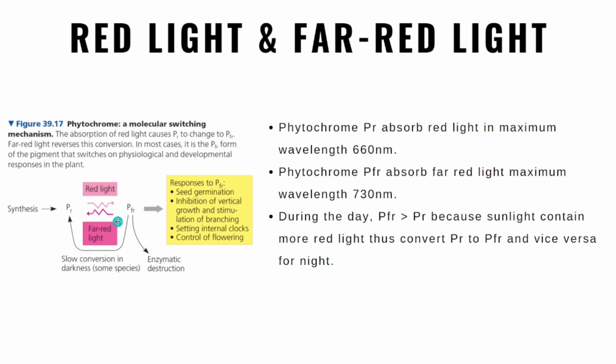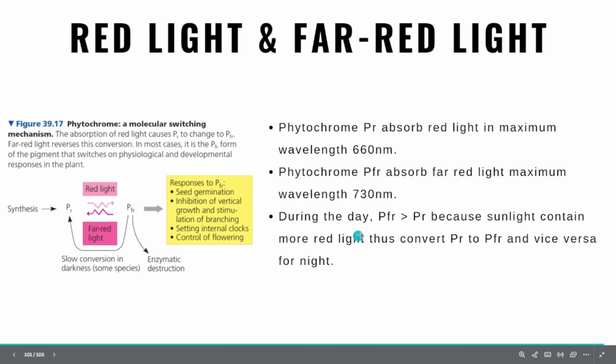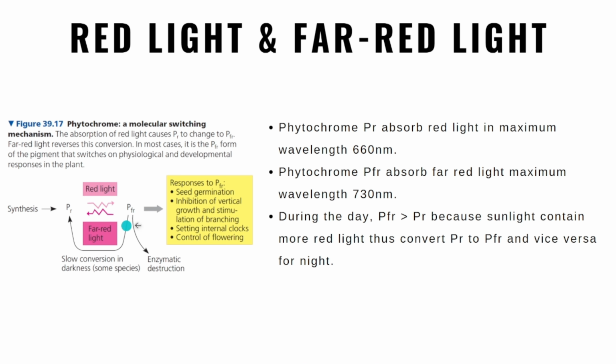Okay, meaning that on a sunny day, the plants have phytochrome pigment Pr. This Pr will absorb the red light, and itself will convert to Pfr. So in simple terms, during a sunny day, the concentration of Pfr is higher than Pr, because the majority of Pr has already converted into Pfr.